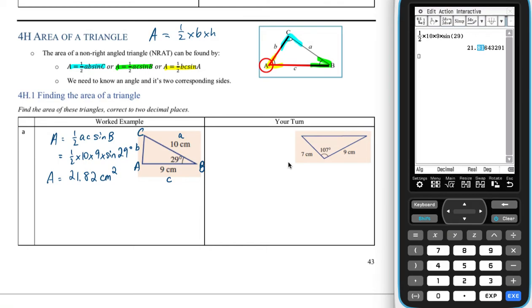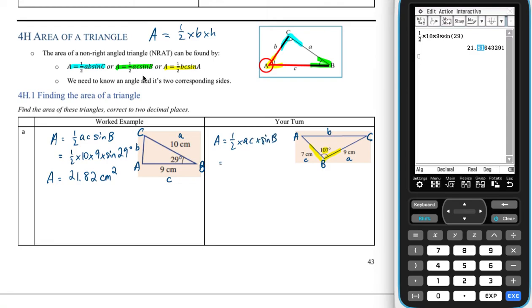We've got the same triangle over here. I label the triangle vertices A, B, C, and then label the sides like so. Now we know we've got side c, we've got side a, and we've got angle B. Now which one does that match up with? Well, I go straight to this one here because this one uses our angle B. So we're going to use the same formula again. A is equal to half times ac times sine B.